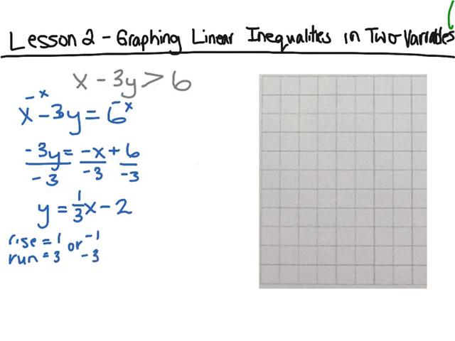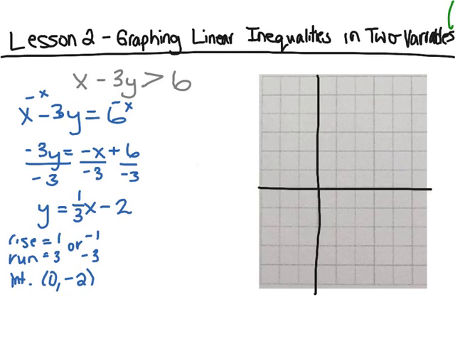And our intercept is 0, negative 2. Our y-intercept is at negative 2. So we're going to graph this first. So draw in your line for your x and your y. We have a point at 0 and negative 2. And we're going up 1 over 3. Up 1 over 3. Down 1, left 3. So you're going to connect those points.